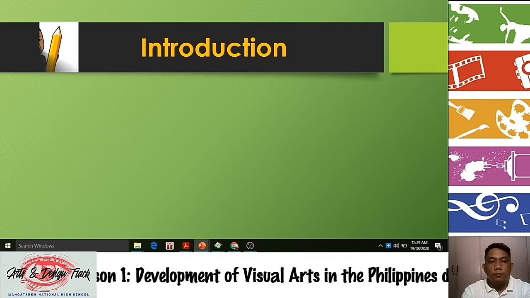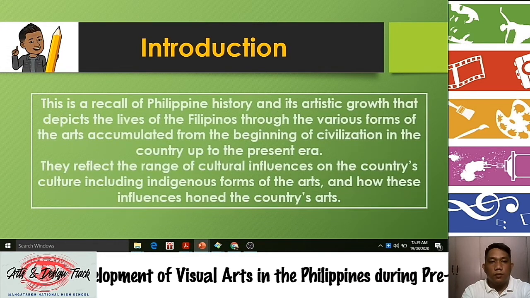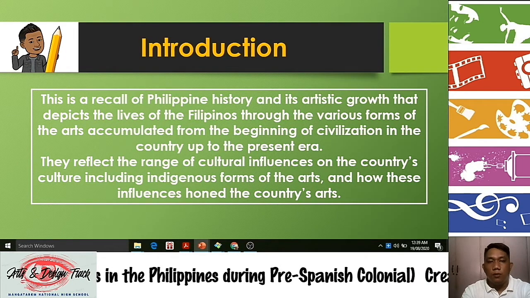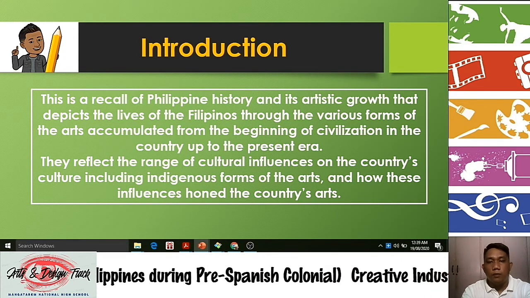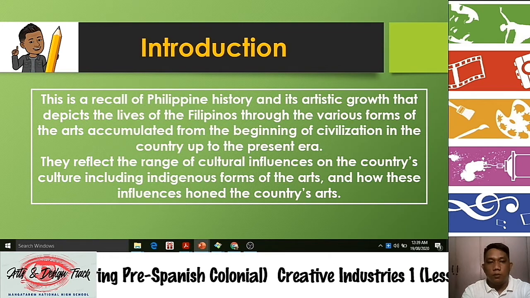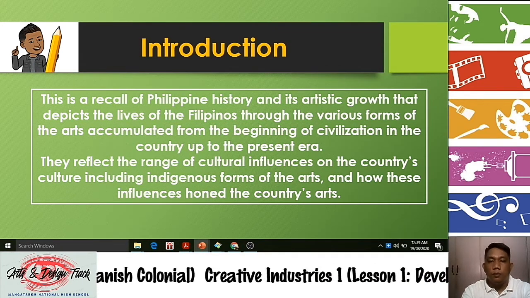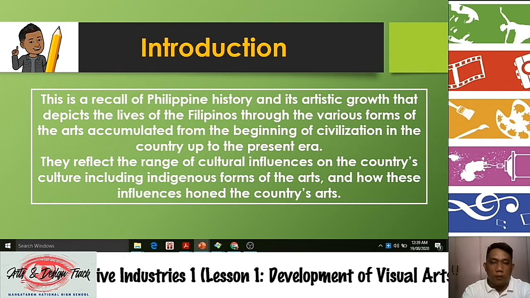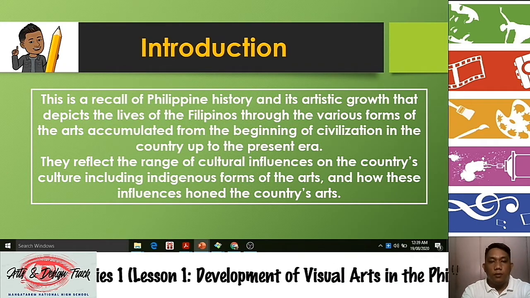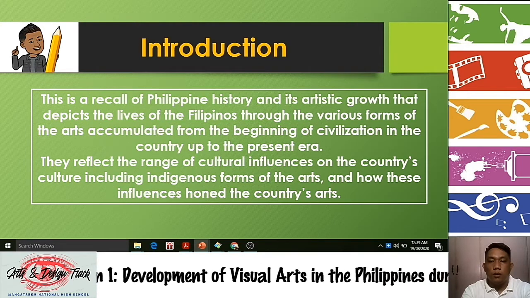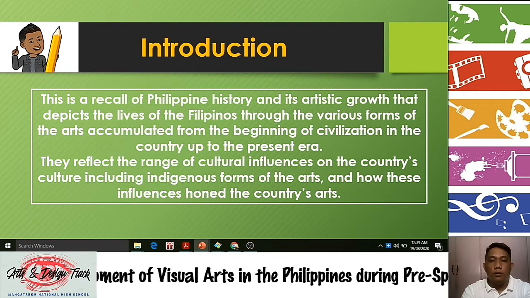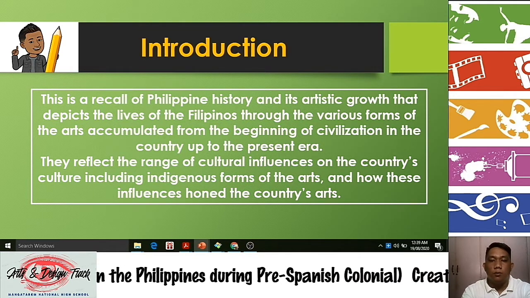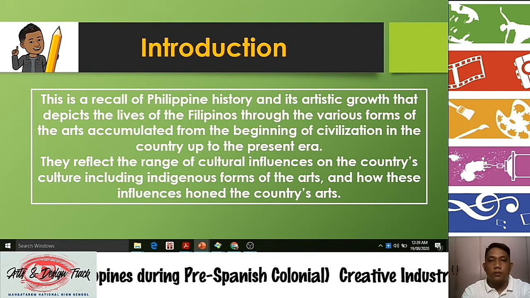Introduction. This is a recall of Philippine history and its artistic background that depicts the lives of Filipinos through the various forms of the arts, accumulated from the beginning of civilization in the country up to the present era. They reflect the range of cultural influences of the country's culture, including indigenous forms of the arts, and how these influences hone the country's arts.